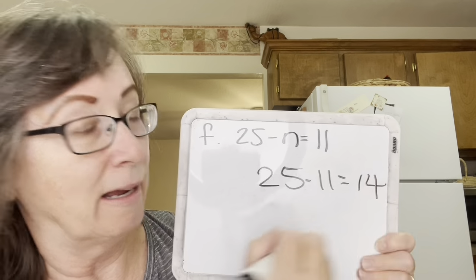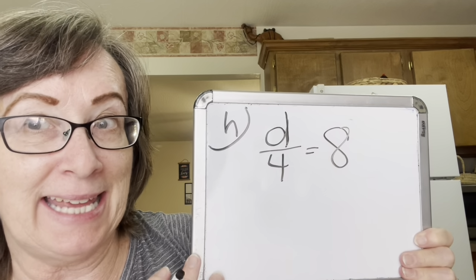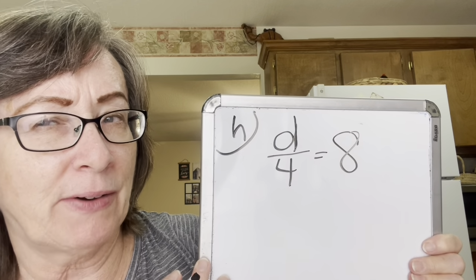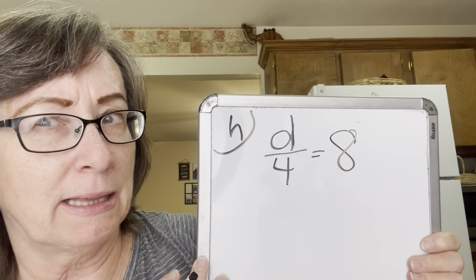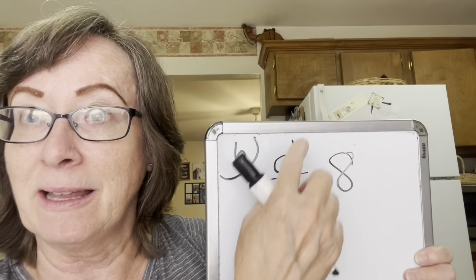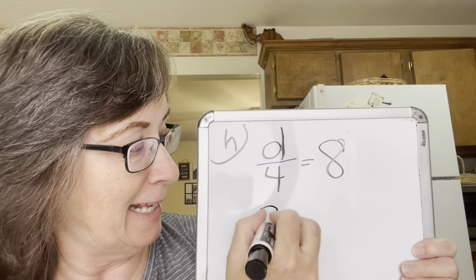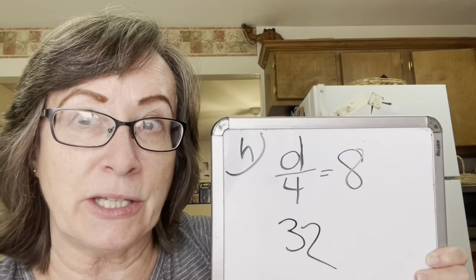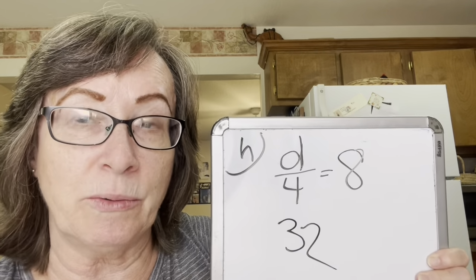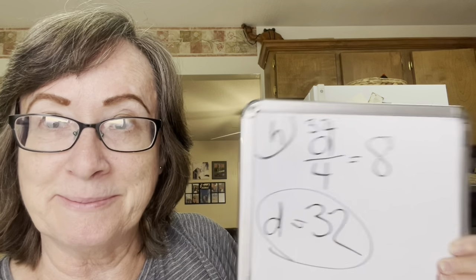H says D divided by 4 is 8. Something divided by 4 leaves us with 8. So why don't we undo the division problem with multiplication? Remember, we go backwards on it. 8 times 4 is 32. Well, let's check and see if 32 makes the equation true. So let's put 32 divided by 4 is 8. It works. Therefore, D must be equal to 32.